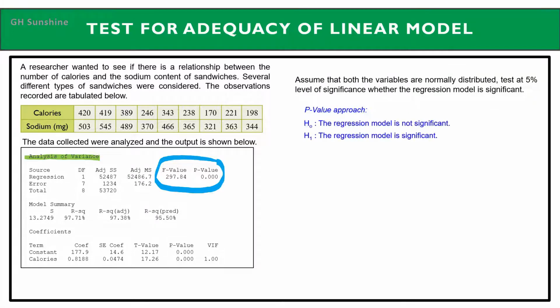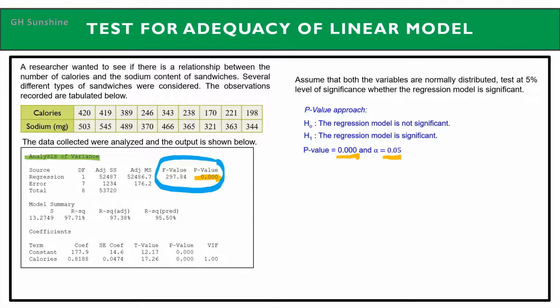First step, set up the H0 and H1. So H0, the regression model is not significant. Meanwhile, H1, the regression model is significant. Second step, state the p-value. So p-value here equals 0.000 and alpha 0.05, based on 5% converted to decimal form.